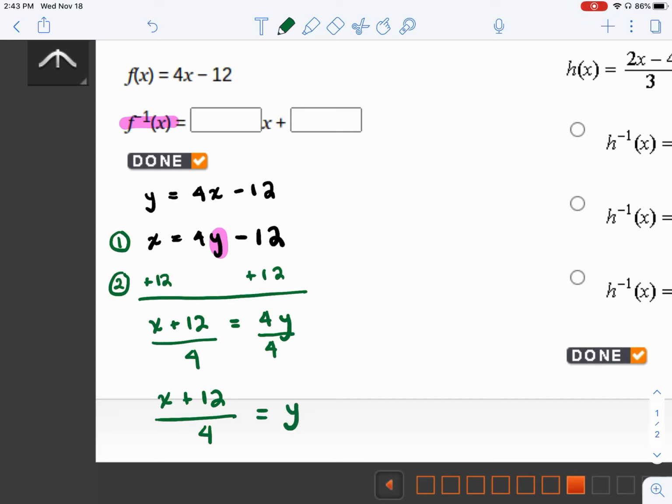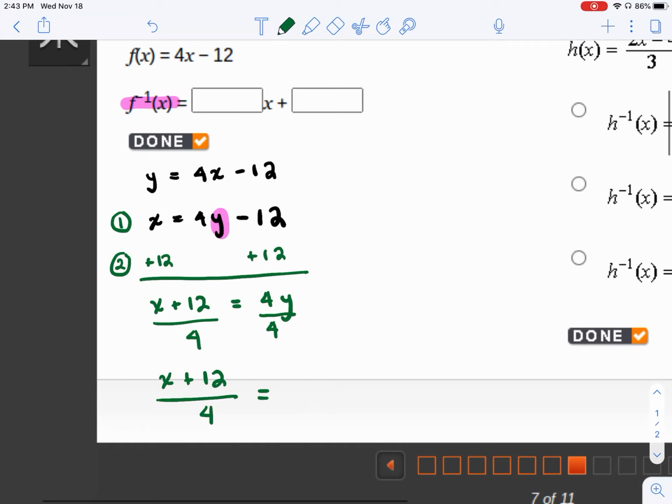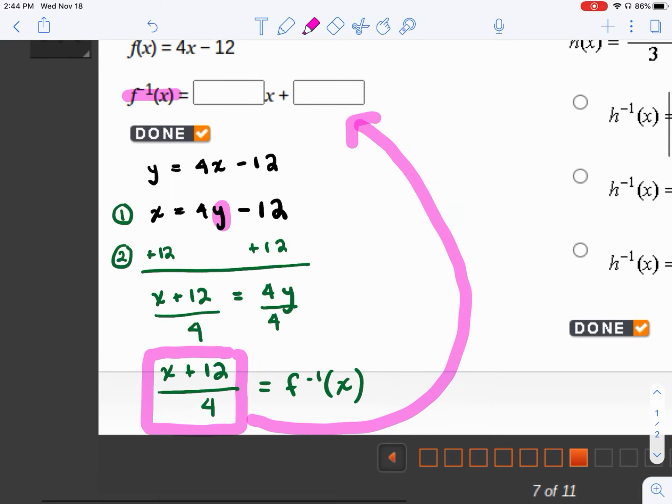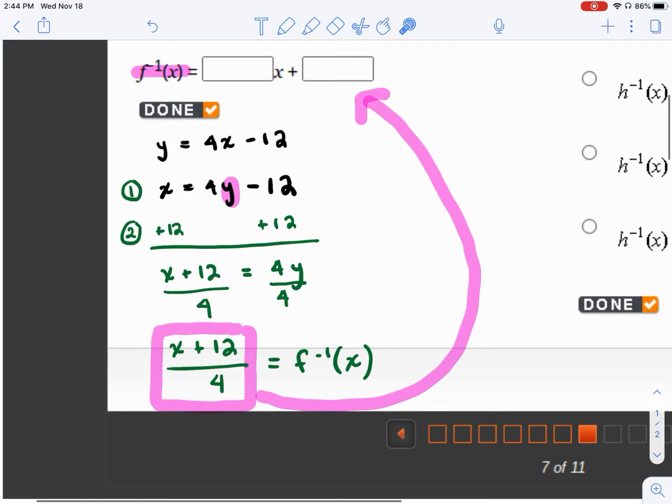Originally my function is called f of x, but I changed it to y. Now, instead of y, I'm going to erase y and change it to the inverse of the original function f of x. Now you might wonder, Miss O, I see that you got this as the answer, but it doesn't fit in the template that Edgenuity requires. They want you to put the slope here, so a value times x plus another value. They definitely don't want this fraction.